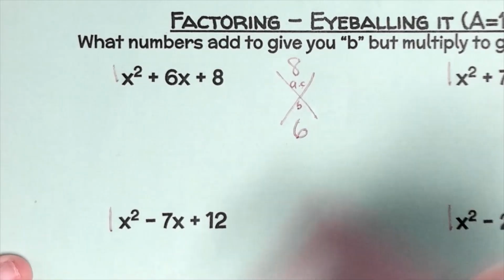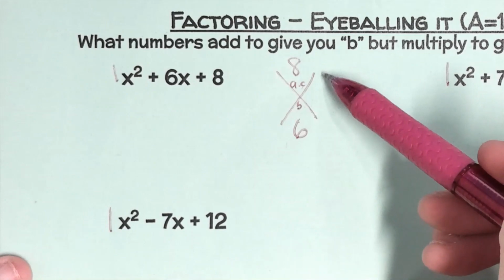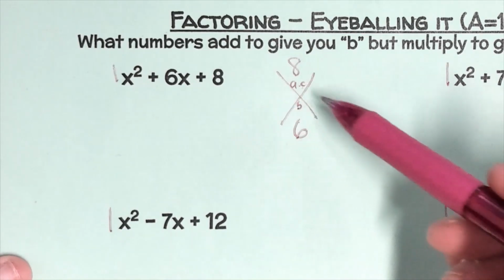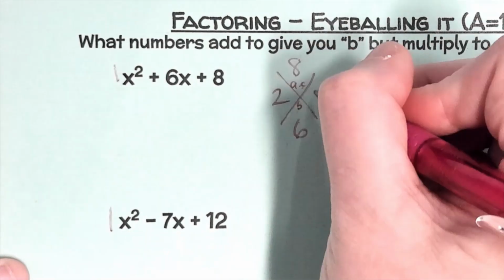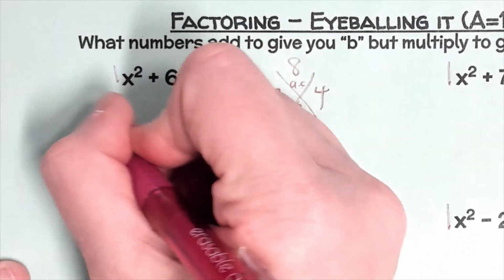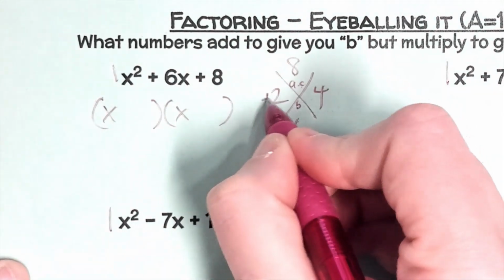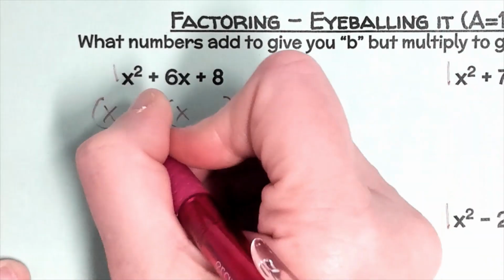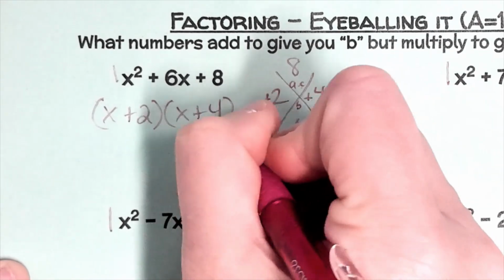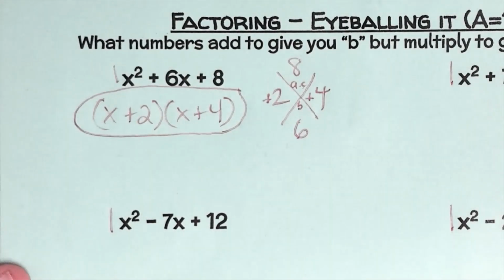So all I'm doing is thinking about the factors of 8. Well, I can do 1 times 8, that's going to add up to 9. 2 times 4, that's going to add up to positive 6. So literally, I write X plus 2 and X plus 4, and that is our answer. That is how you use the eyeballing it strategy.